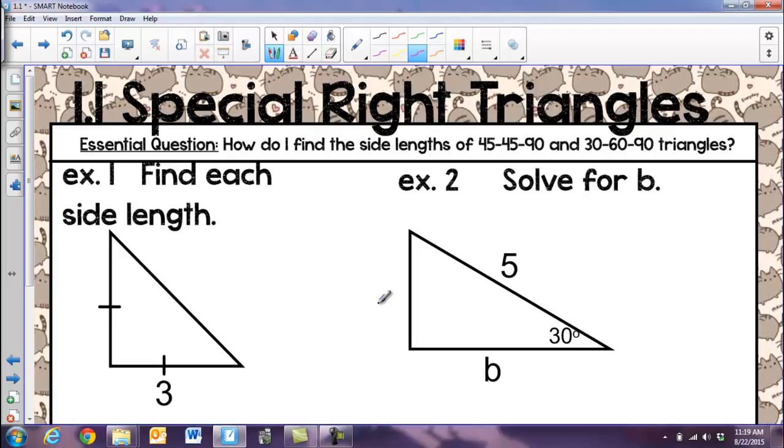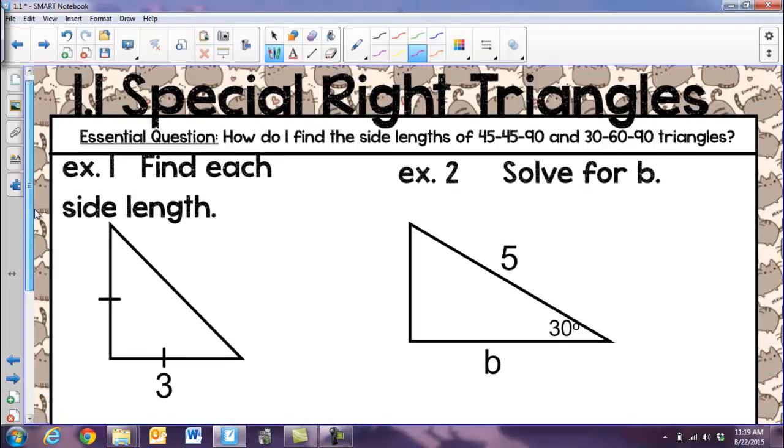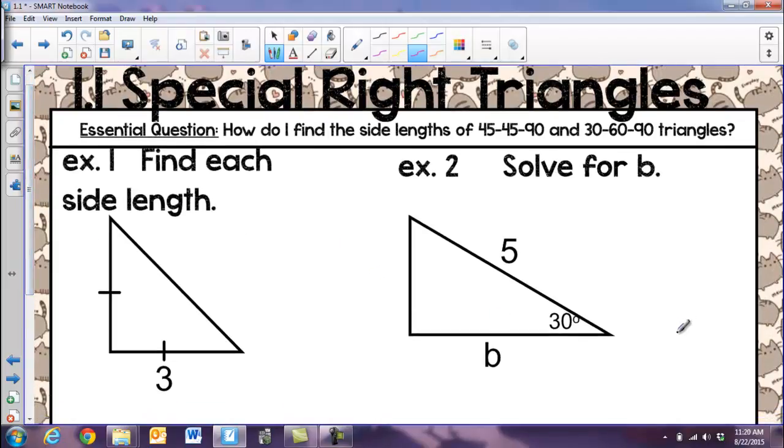Okay, so we're going to do example 1. Go ahead and draw in your right triangles. Pause if you need to. For example 1, we're going to find each side length, and they have told me that we have an isosceles triangle. That's what these little lines mean. These sides are equal, and one of those legs is 3. So I'm going to assume that's the right angle, shockingly enough.